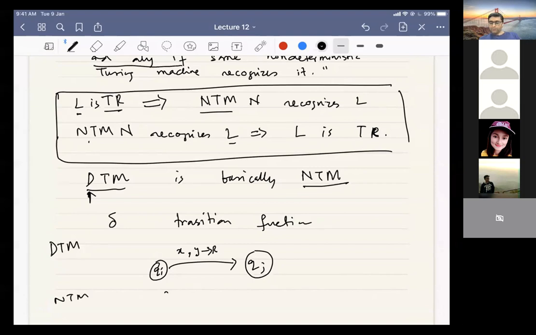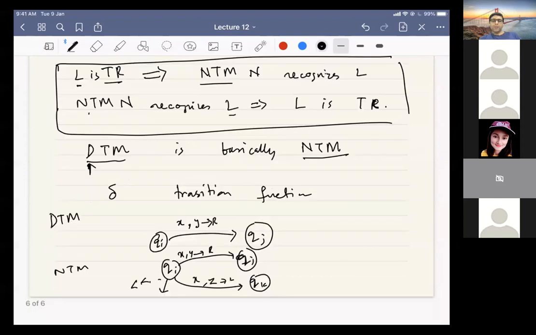Now in an NTM, what will happen? We would have a Qi, and this Qi may go to Qj, X, Y, R. It may also go, when it reads X, to Z and left to, let's say, Qk. And there might be other transitions. There could be multiple transitions. So it is also possible to show it graphically, but showing it graphically is cumbersome, and we don't do that.